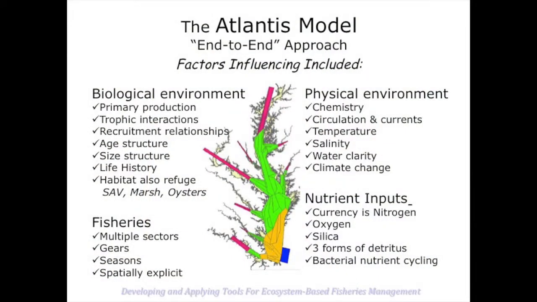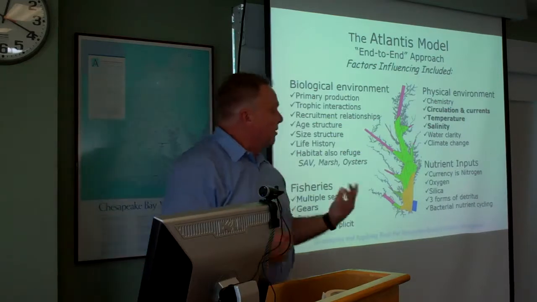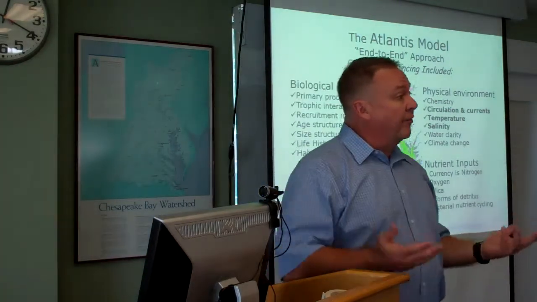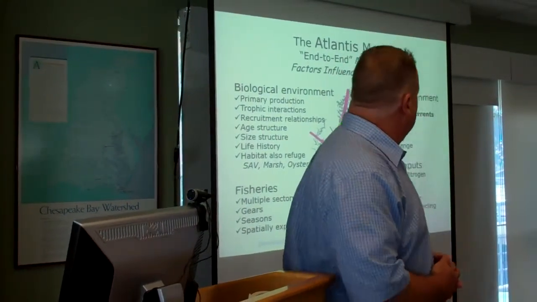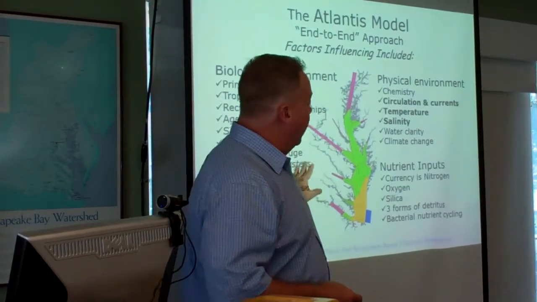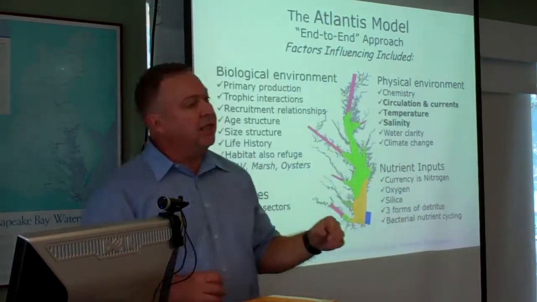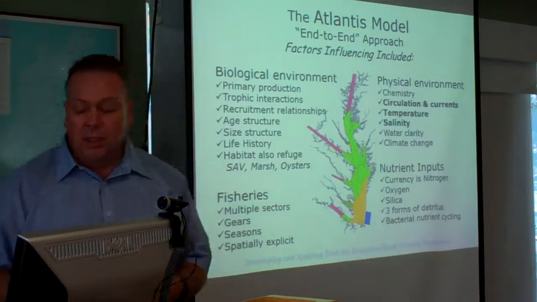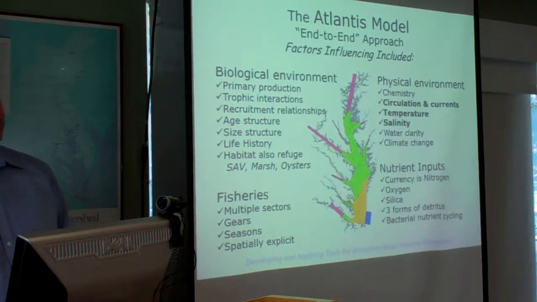As I mentioned, it's an end-to-end approach. So we're looking at all of these various factors and trying to account for them in the model and put the simulation of production, and that's what we're really after here. We're simulating production of all these various groups, in the context of all these factors. So we're accounting for circulation, currents, temperature, and salinity with a ROMS model that underlies the Atlantis model that makes sure we stay in reasonable physical conditions that we're simulating.